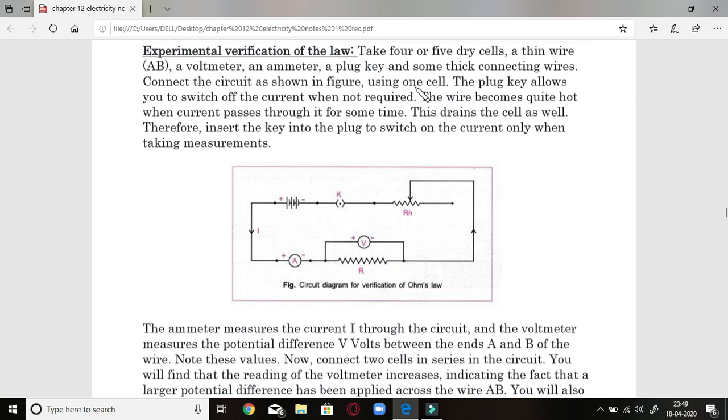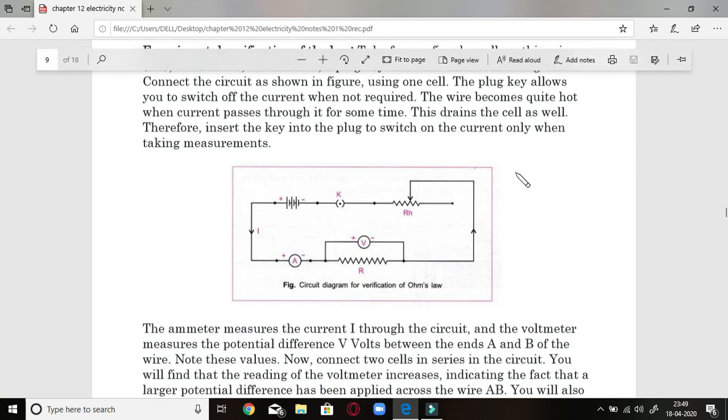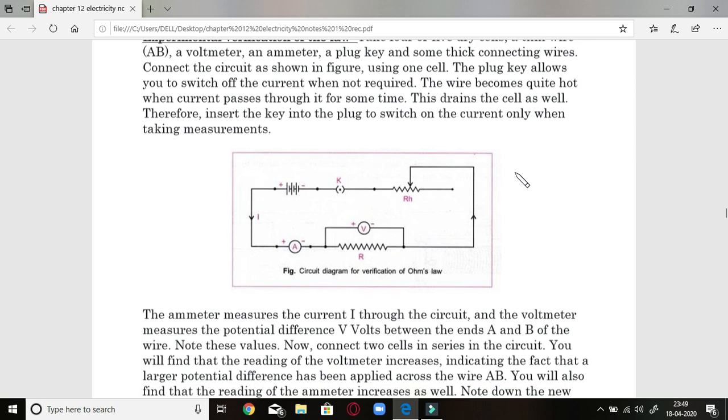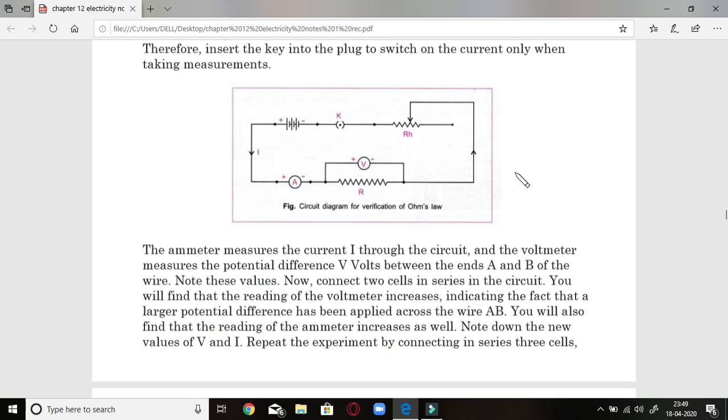So he took 4 or 5 cells, a thin wire, a voltmeter, an ammeter, a plug key and some thick connecting wires. Then he connected the circuit as shown, with one cell only. The plug key allowed the current to pass through it. The wire becomes quite hot when current passes through it for some time. This drains the cell as well. Therefore insert the key into the plug to switch on the current only when taking measurements. Without measurement we should always keep the key open.